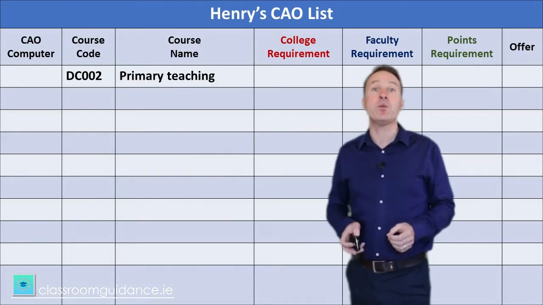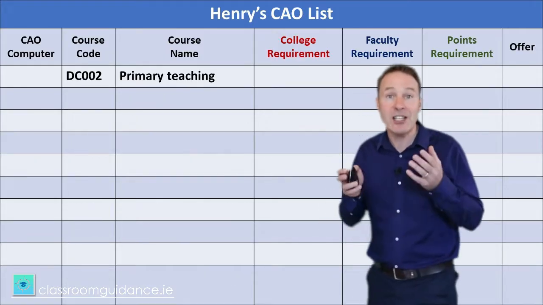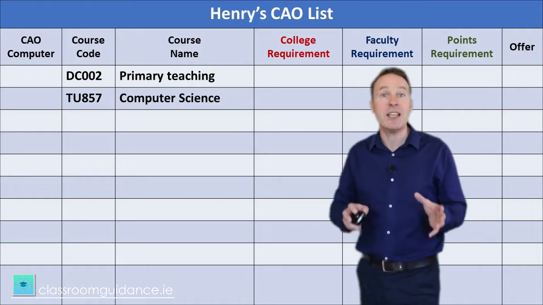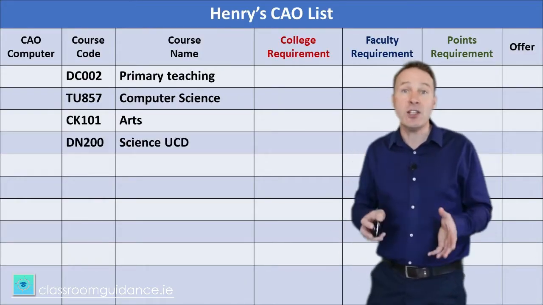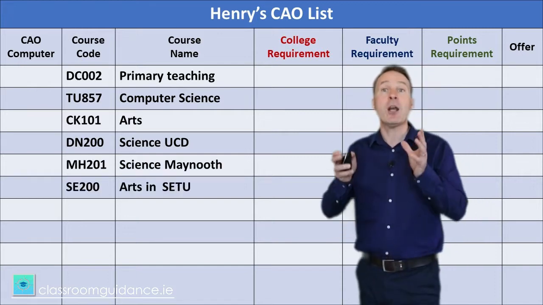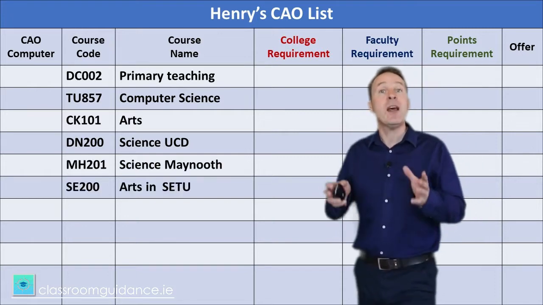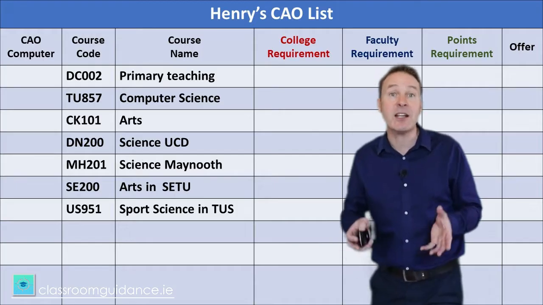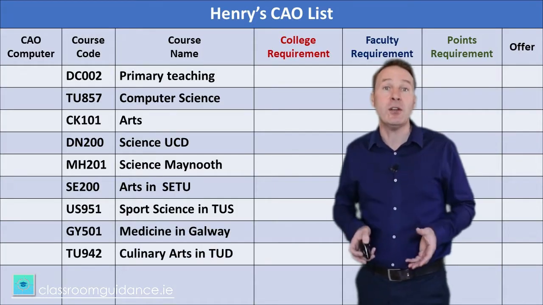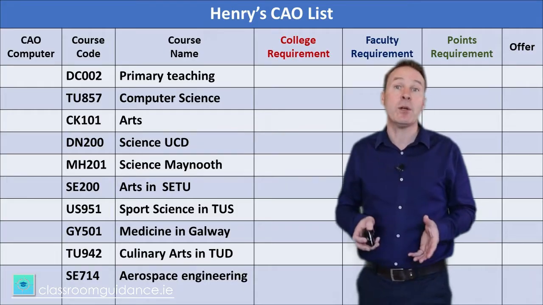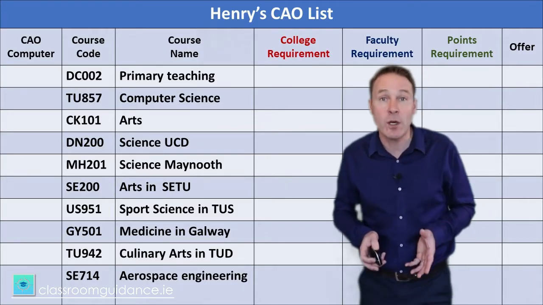Anyway, in preference 1, Henry has primary school teaching in DCU. Then he has computer science infrastructure in TUD Grange Gorman, then arts in UCC, then science in UCD, followed by science in Maynooth, followed by arts in SETU Waterford. Then he has sports science in TUS at Lone, then medicine in University of Galway, followed by culinary arts in TUD, and then lastly he has aerospace engineering in SETU Carlow.